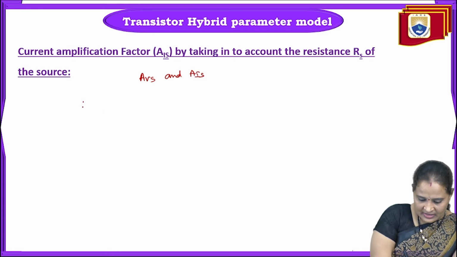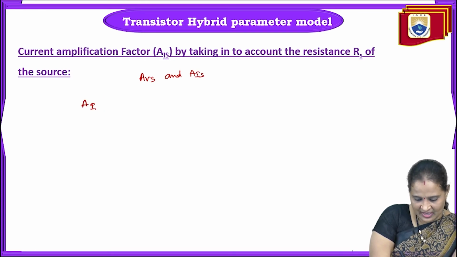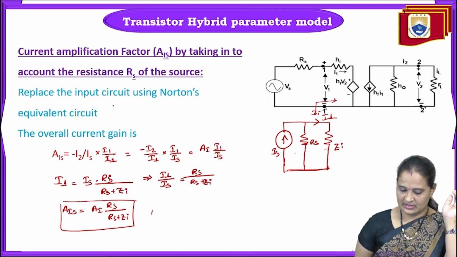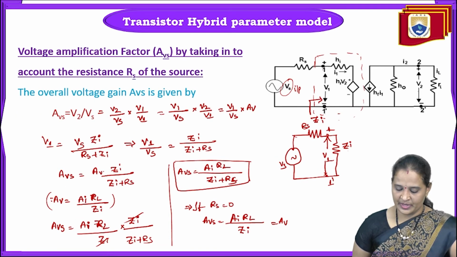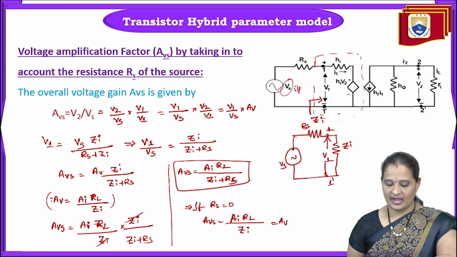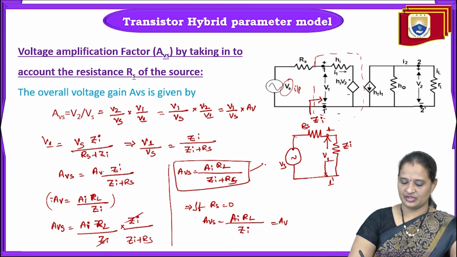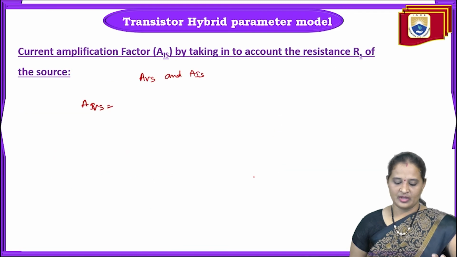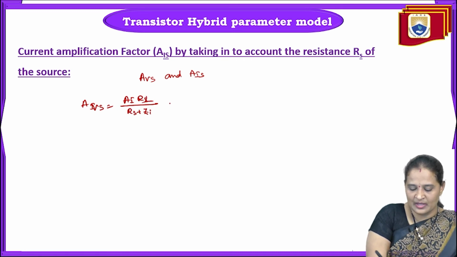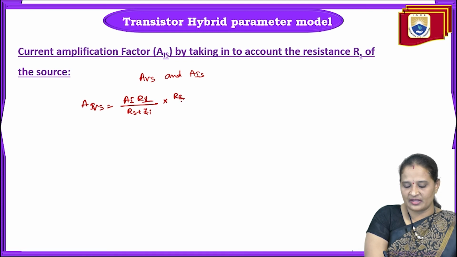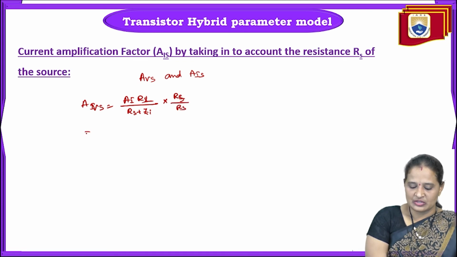So for that, consider the equation: AVS is equal to AI into RL by Zi plus Rs. This is the equation I want to consider. So AI into RL divided by Rs plus Zi. I am just multiplying and dividing this by Rs.